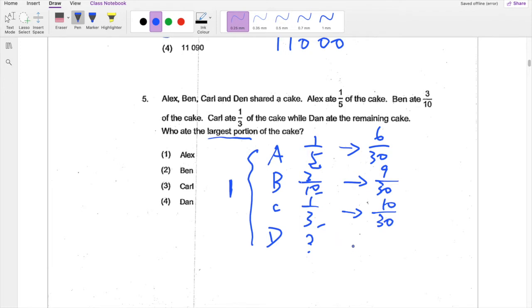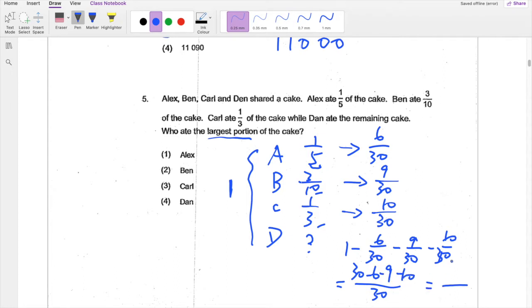Then Dan's portion is 1 minus 6/30 minus 9/30 minus 10/30, which equals 30 minus 6 minus 9 minus 10, which equals 5, right? So if we cut the cake into 30 pieces, Alex will have 6 pieces, Ben will have 9 pieces, Carl has 10 pieces, while the remaining Dan has 5 pieces. So we know that this one has the largest.